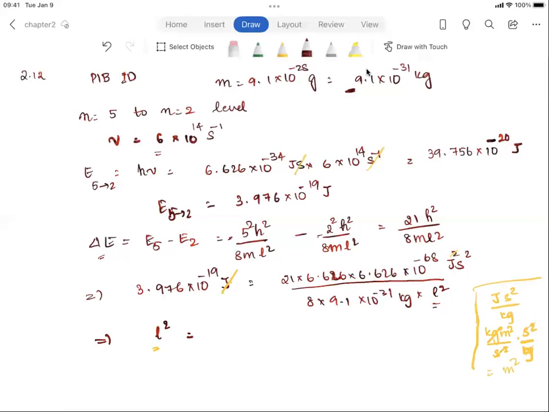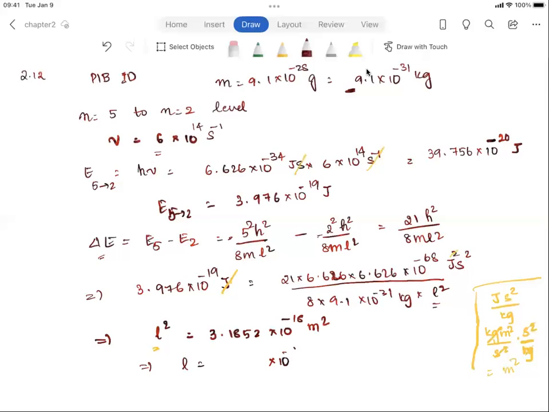Now let's go ahead and compute the value on the right-hand side. So I'm going to get 3.1852 times 10 to the power, and I'm going to put together all the powers of 10. Meters squared. So this is what I get.